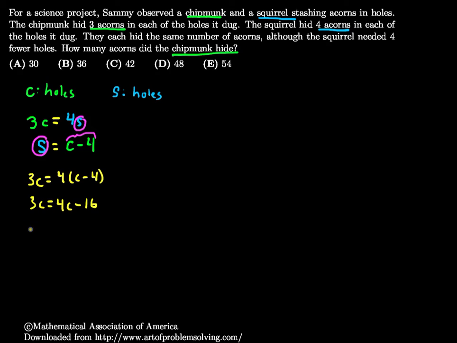And that gives me negative 1C equals negative 16. And that the chipmunk dug 16 holes. The last piece of it, they don't want to know how many holes, they want to know how many acorns, and the chipmunk hid 3 acorns per hole, so 3 acorns per hole multiplied by 16 holes gives me 48 acorns. The answer is D.